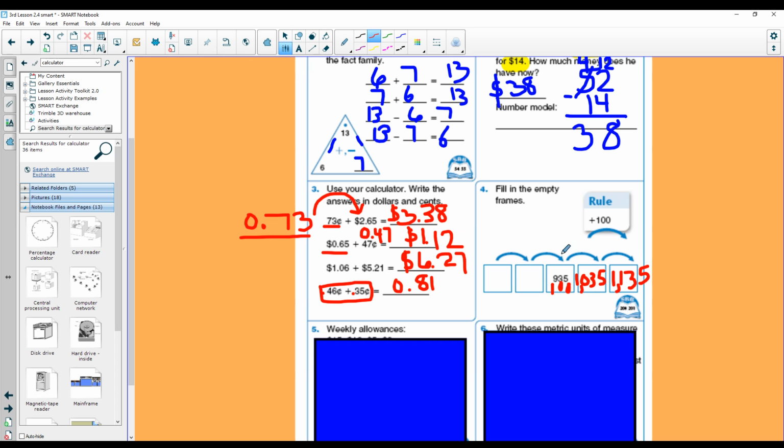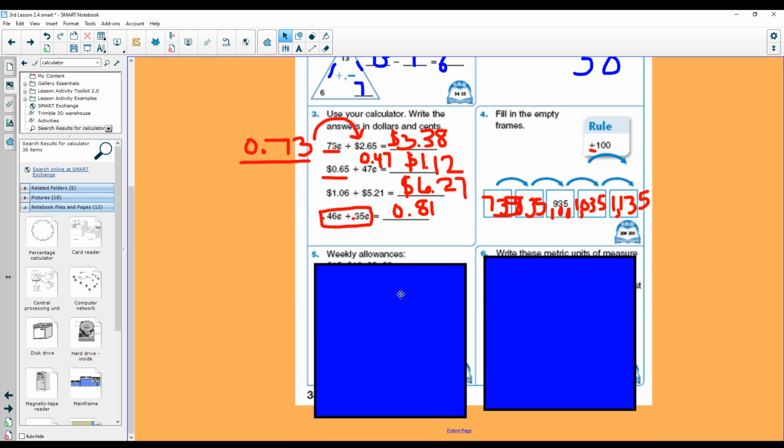Okay, now I'm going backwards. So the one that's in the hundred spot is the 9. That's going to go down 1 because I'm going backwards, the opposite way of the arrow, and the opposite of plus is minus. So here you should have gotten 835. Sorry, I know my handwriting is not the best with the mouse. And here you should have gotten 735. Okay, all right, let's keep going.